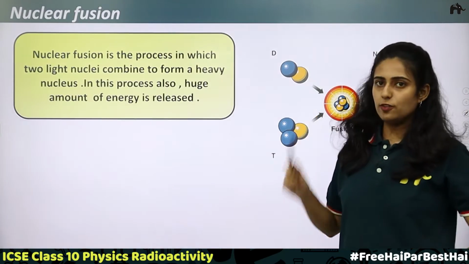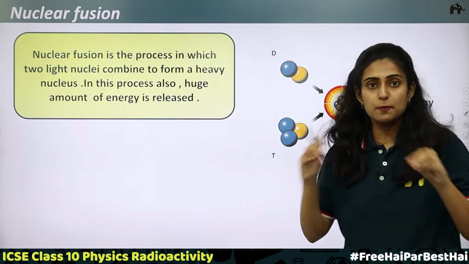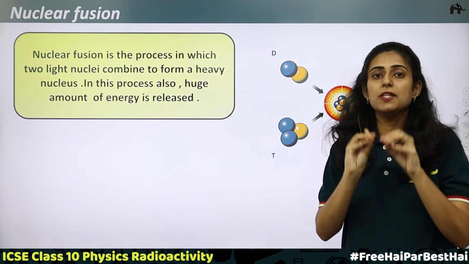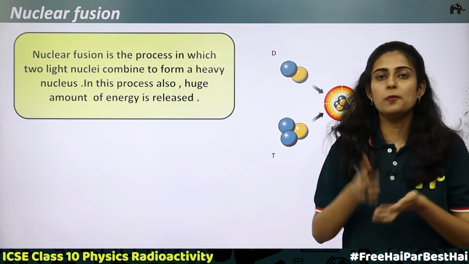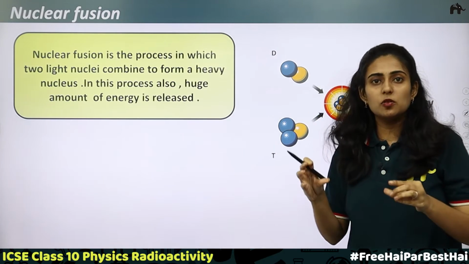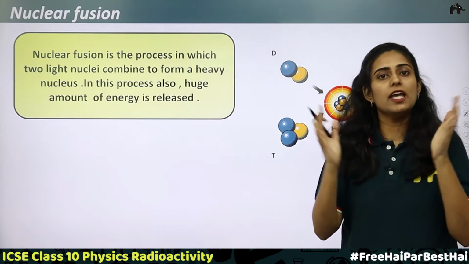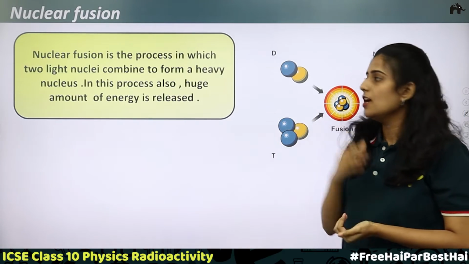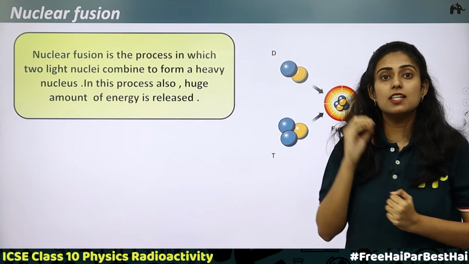Next is nuclear fusion. We have said nuclear fission means splitting. A heavy nucleus splits into two lighter nucleus. Just the opposite is nuclear fusion. So in a nuclear fusion reaction, two lighter nuclei combine to form a heavier nucleus with the release of energy. So why is energy released? Because there is a loss of mass.